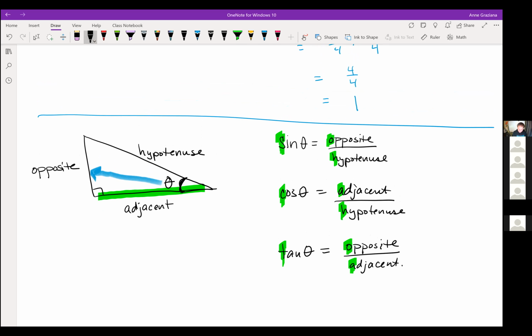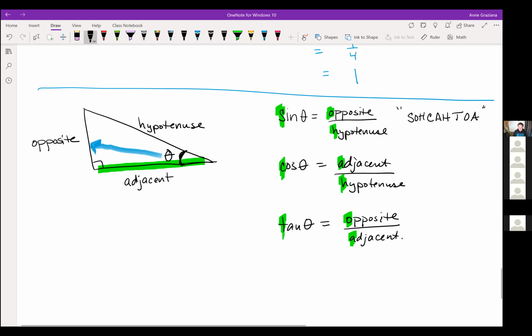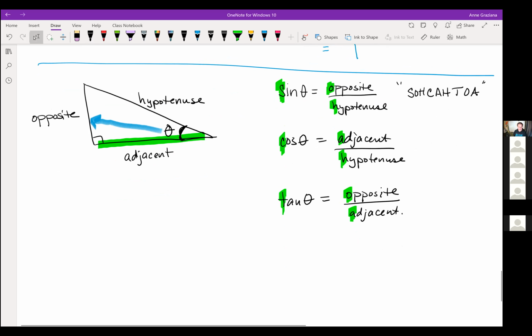SOHCAHTOA is a little mnemonic device that students can use to remember that sine is opposite over hypotenuse, cosine is adjacent over hypotenuse, and tangent is opposite over adjacent. If that helps you keep it straight, by all means use it. Any questions about those rules and definitions?